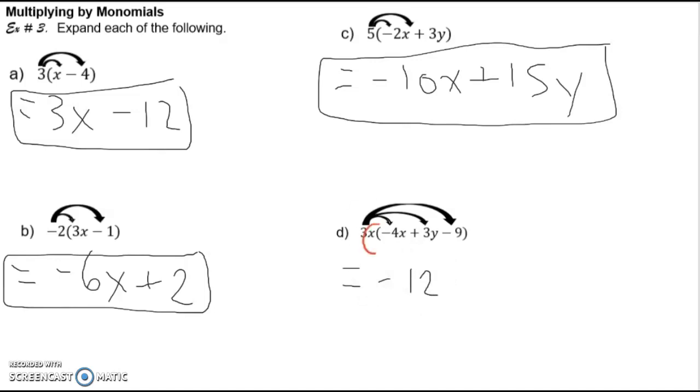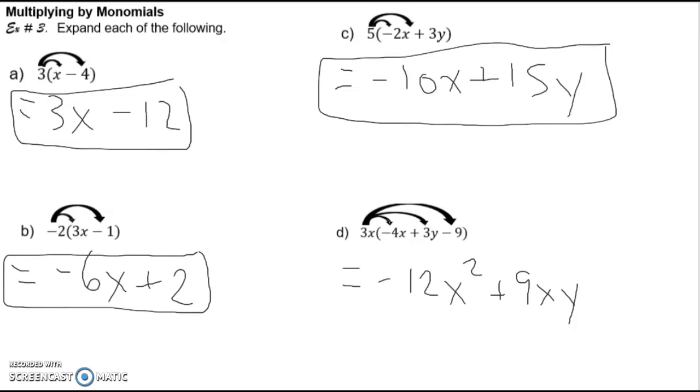And then we have x times x. So we know we have 2 x's, so now we have x. Oops, wrong one. X squared. Step 2. We're going to go 3x times positive 3y. So we know 3 times positive 3 is going to give us positive 9. And then we have 1x and 1y.